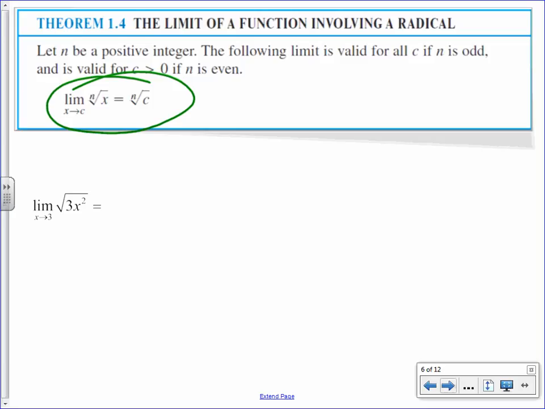So hopefully you don't get a limit as x approaches -2 of the radical x. We can't evaluate where we don't have domain. But we're still going to do the same thing. We're just going to substitute in. So the limit as x approaches 3 of the square root of 3x squared, we're just going to throw 3 in there.